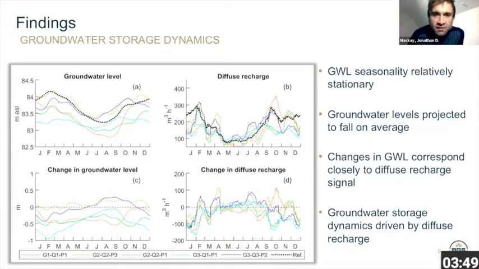But then when we looked at the diffuse recharge, which is shown in B for the different scenarios, and particularly C and D, which show the changes in groundwater level and the changes in diffuse recharge, we found that these actually quite closely correspond to each other. So a first indication that probably groundwater dynamics in this system are driven by the diffuse recharge signal rather than the meltwater runoff signal coming from the glacier. But we can go on to the next slide, please.